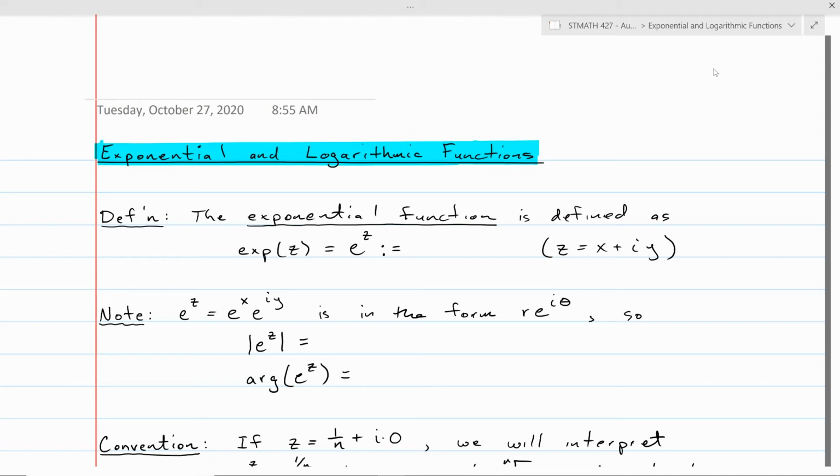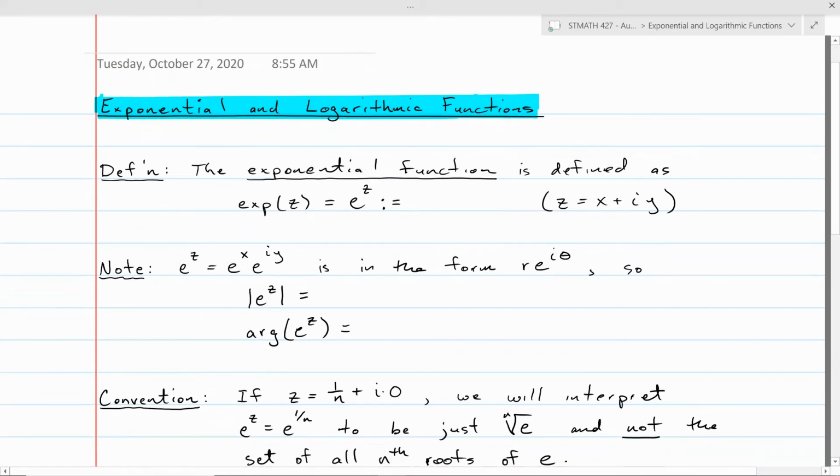In particular, the way that we have to define logarithmic functions, they turn out to be multiple valued functions, and so we have to exercise some care before we can start talking about differentiability and continuity and these sort of things. So let's get to it.